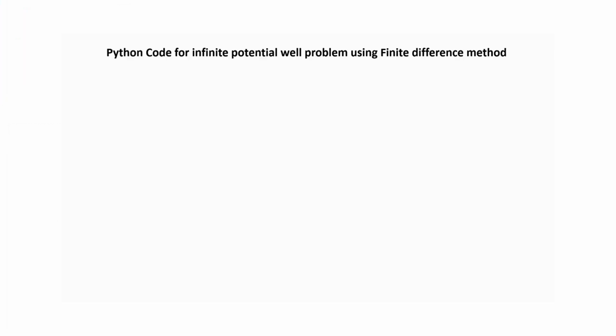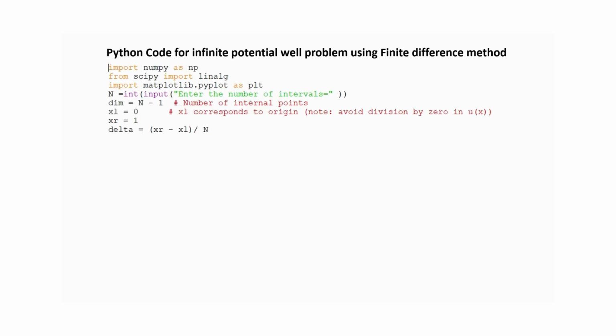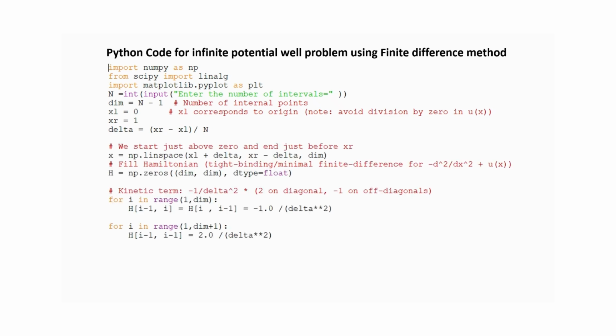Now let's write the Python code for the infinite potential well problem using the finite difference method. First we will import the important libraries, and after that we will import the input parameters. Then we will discretize the x-axis from x_L plus delta to x_R minus delta.